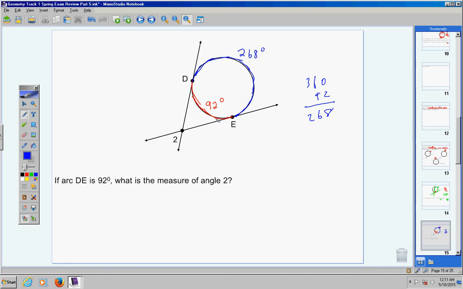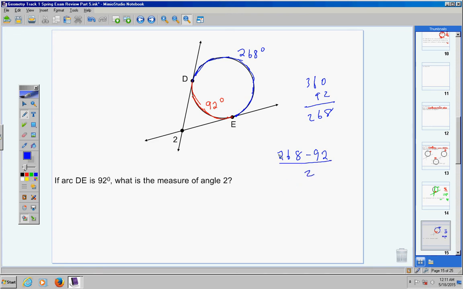Now, how do I find the measure of angle 2? Well, this is the measure of angle 2 here. This is also the measure of angle 2 here because vertical angles are always congruent. So angle 2 here is the same as this angle here. How do I find this angle here? I subtract the two arcs and divide by 2. So I have 268 minus 92 divided by 2.